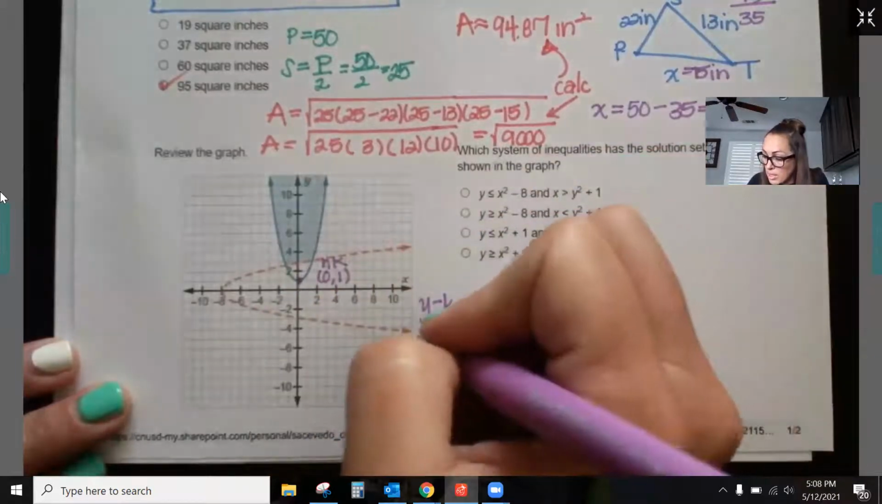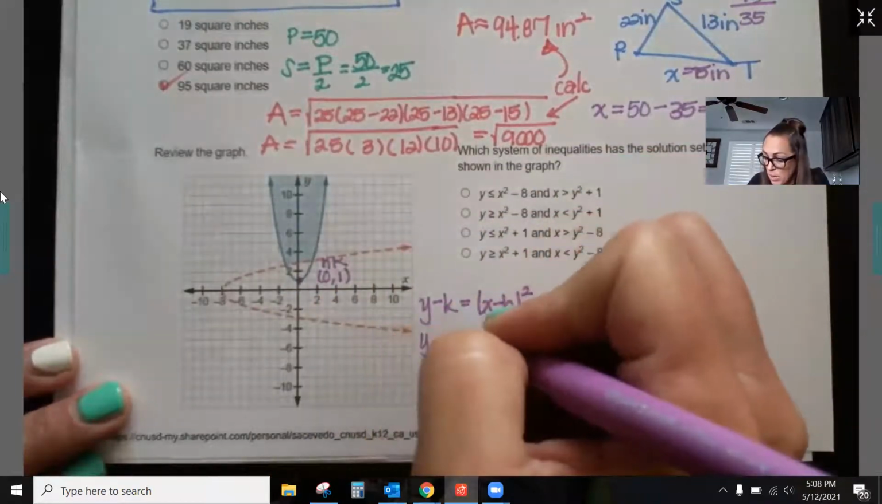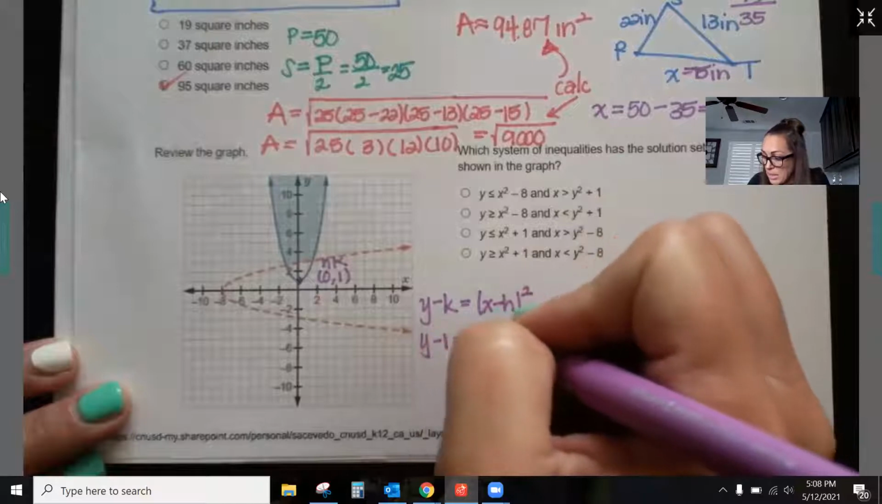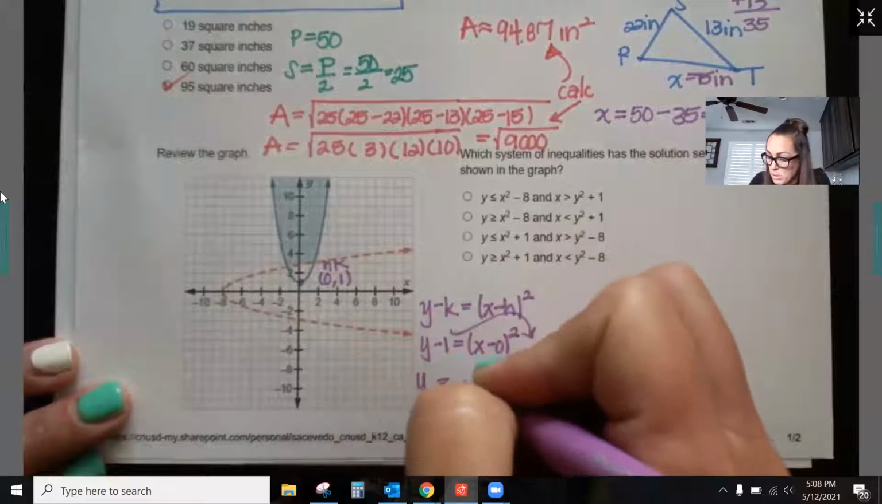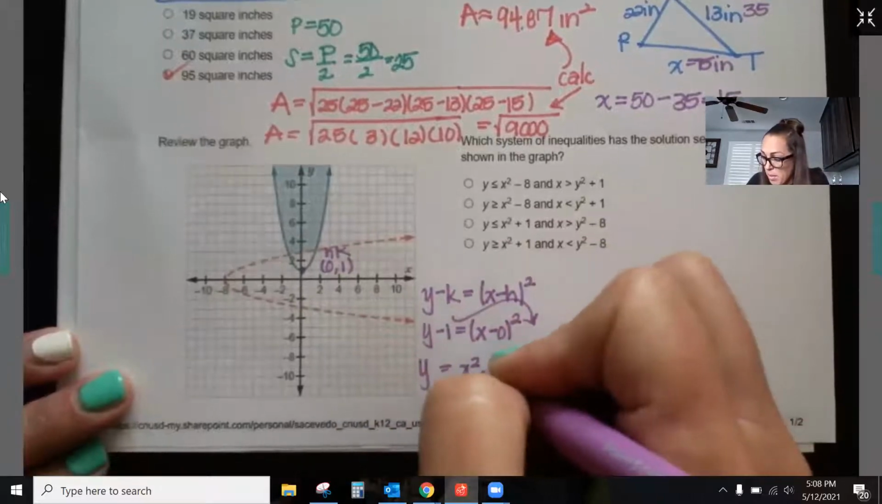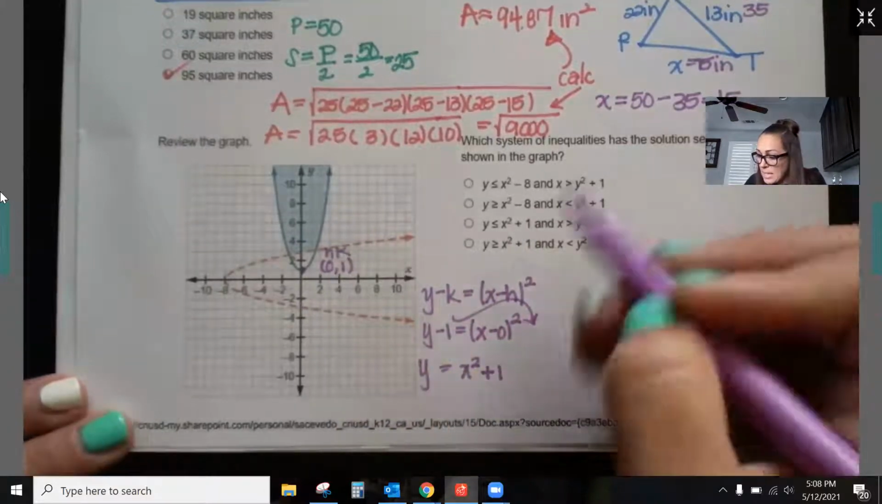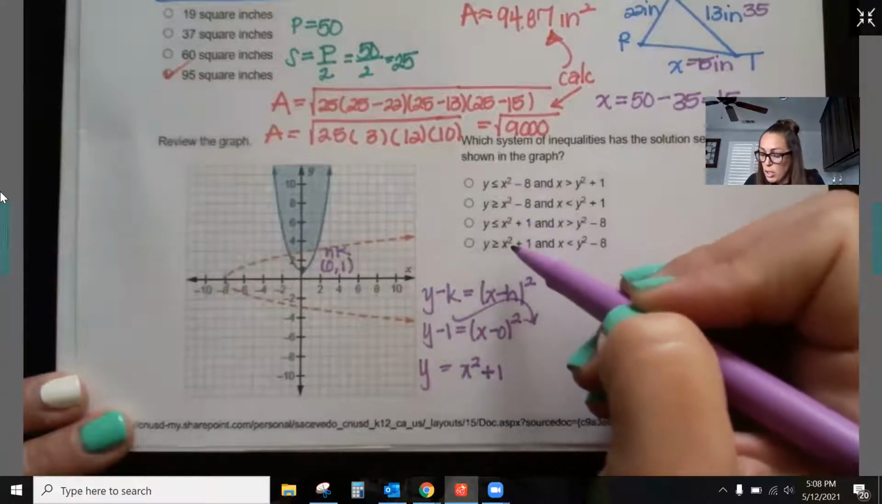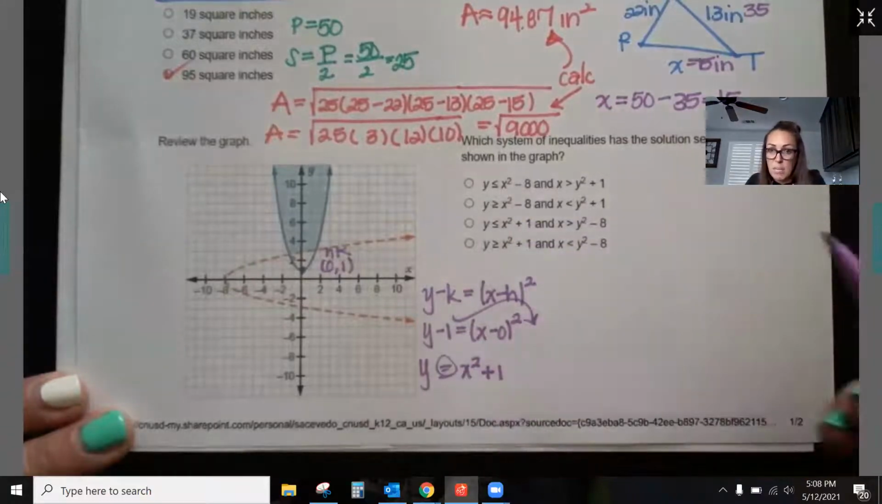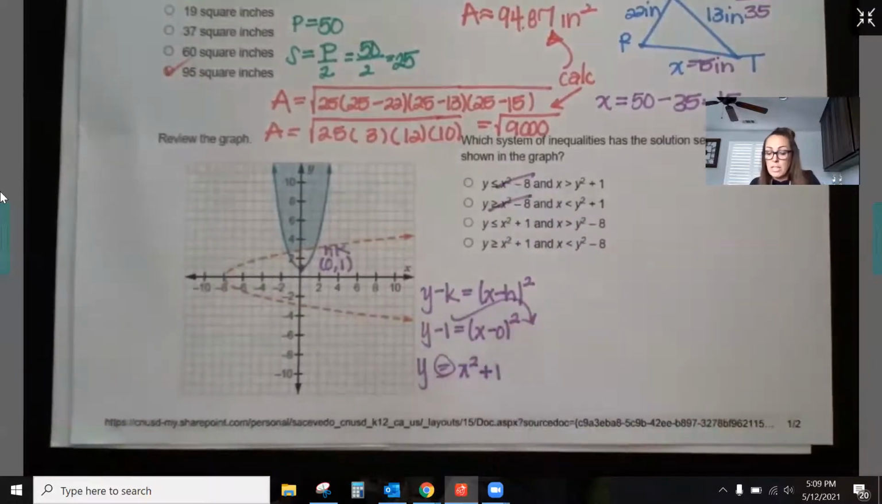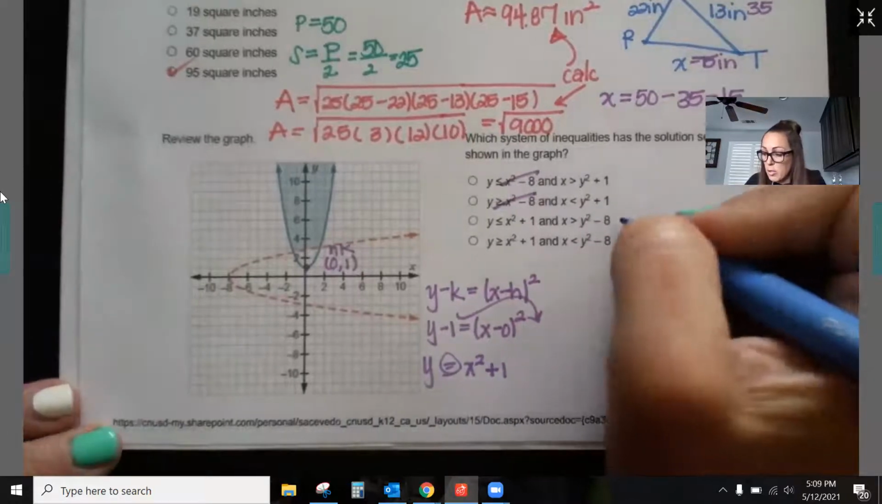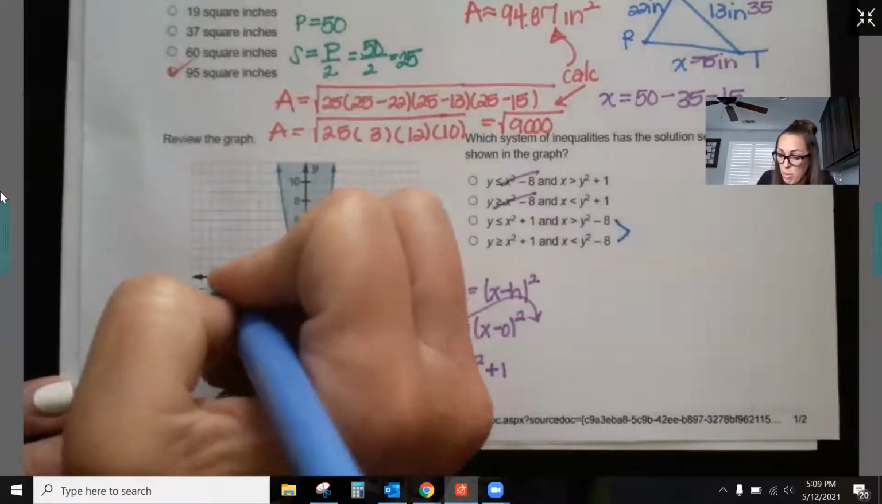So I know then that this is going to be y minus 1 is equal to some x minus 0 squared. I want to bring the 1 over. So I have y is equal to x squared plus 1. And I can see that it's going to match one of these two. I don't know exactly what that sign is going to be, but I know that that's not going to match my graph here. Very similarly, I already know that my graph has to be one of these two, but I could look here for my second portion.